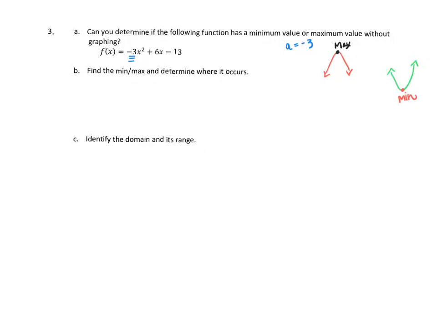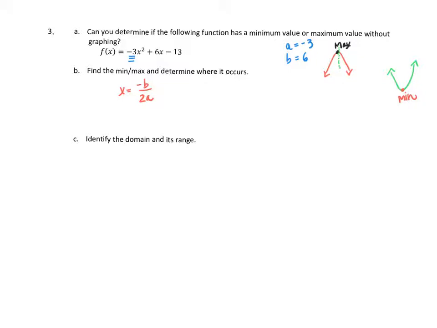So part B, find the min or max and determine where it occurs. So we know that we're looking at a maximum because our parabola is opening down. The other thing that we should know is the axis of symmetry always goes through that vertex. So we can find the axis of symmetry by using x equals negative b over 2a. So in my quadratic function, it looks like b is going to be 6. And a, we already talked about, is negative 3.